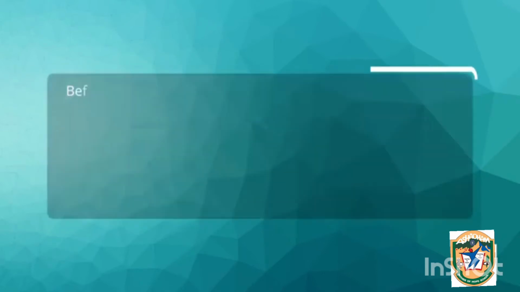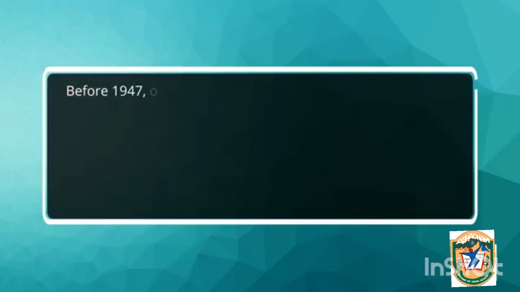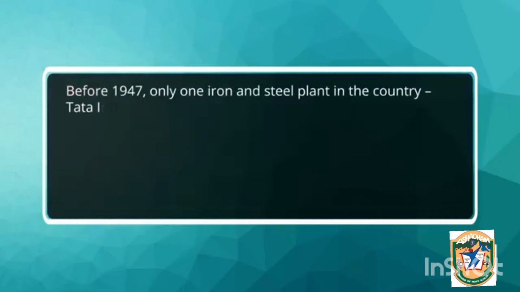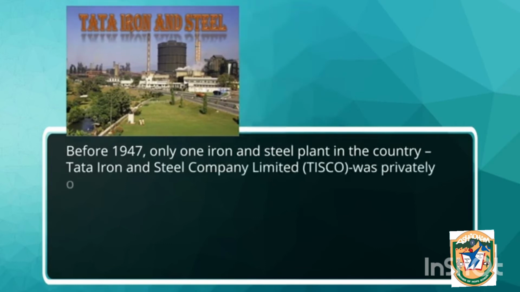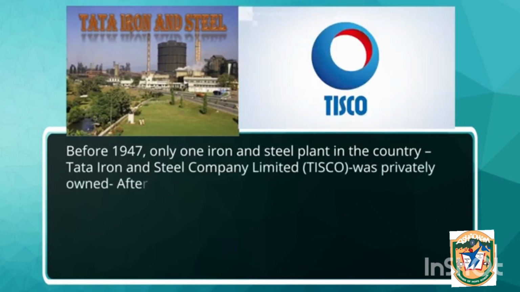Before our country got independence in 1947, we had only one steel plant, Tata Iron and Steel Company Limited. The company was privately owned earlier. Once India got independence in 1947, the Indian government undertook several initiatives under which a number of iron and steel plants were set up. It was in 1907 when TISCO was set up at Sakchi.